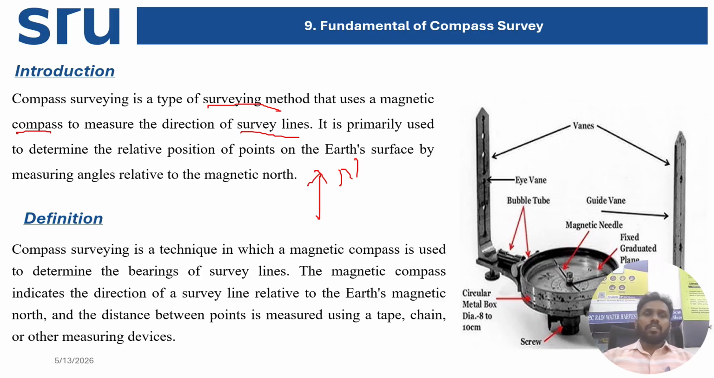Okay. So the definition of compass surveying is that in which a magnetic compass is used to determine, as I said, the bearing of a survey line. So it indicates the direction of the survey line related to the Earth's magnetic north. That north is the magnetic north of the Earth, and the distance between points is measured using a tape or other measuring equipment. So as I said, it only gives you the bearing of your lines from the magnetic north of the Earth.